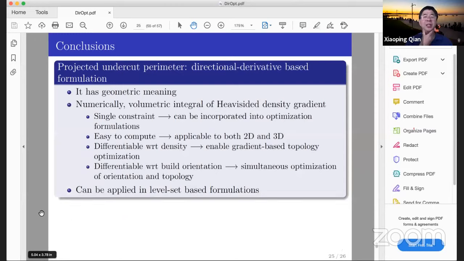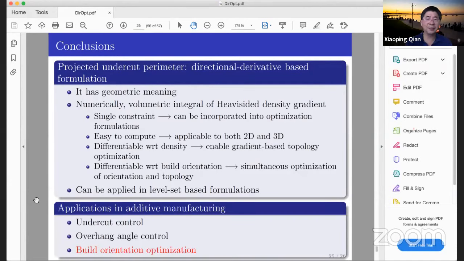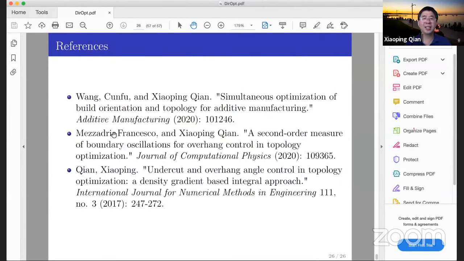Here's the conclusion. We introduce a directional derivative-based PUP formulation. It has clear geometric meaning. It's easy to compute and differentiate. It's differentiable with respect to both density and orientation. The same idea can be applied in level set-based formulations. And we have explored it for undercut control and overhang angle control. Here we're trying to apply it in build orientation optimization. And this work appeared in the Journal of Additive Manufacturing.